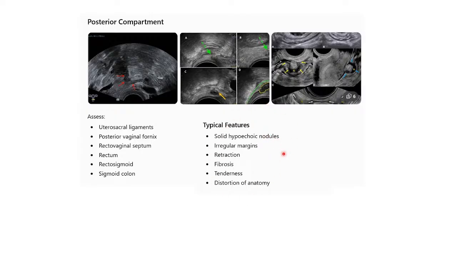Then you should know that you are dealing with a case of endometriosis. So the features again: solid hypoechoic nodules. You see, these are the solid hypoechoic nodules that I'm talking about. These are the solid hypoechoic nodules that you are seeing there. They've got irregular margins, so they're infiltrating, and retraction, fibrosis, tenderness, and distortion of anatomy.